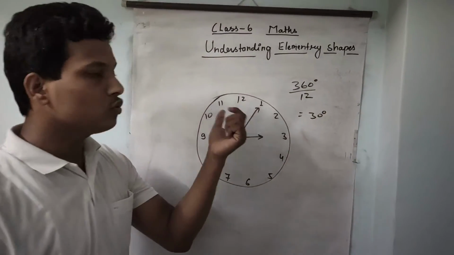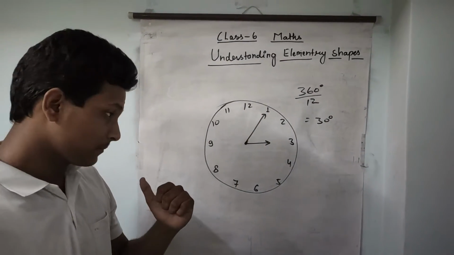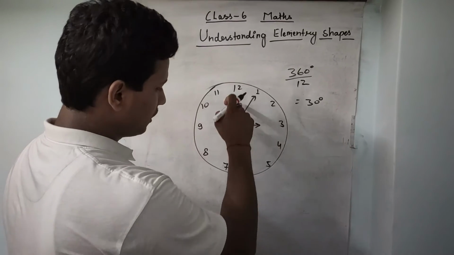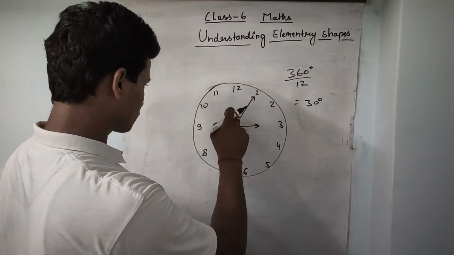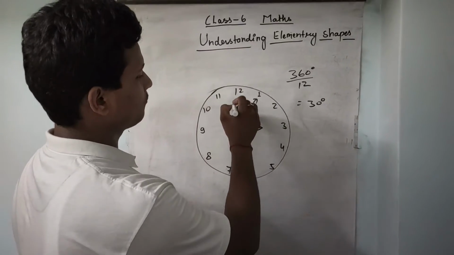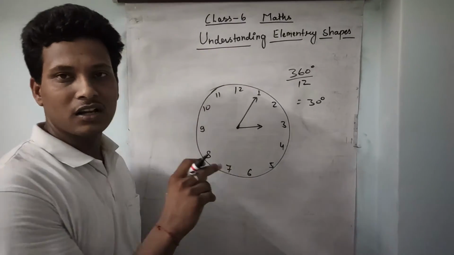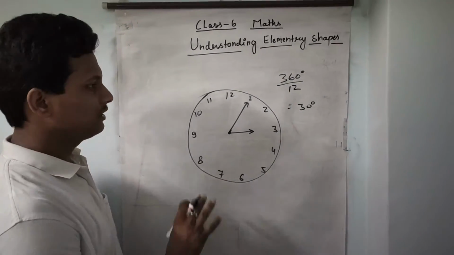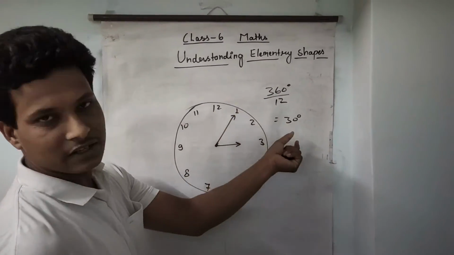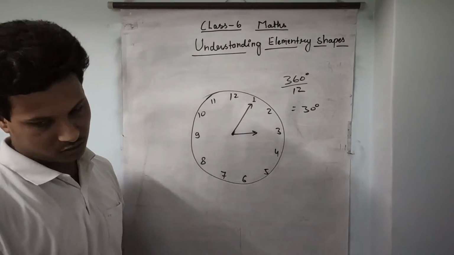So between one hour, meaning 12 to 1, there is a 30 degree difference. So 30, 30, 30. From 12 to 3 it is 90, 12 to 6 it is 180, 12 to 9 it is 270, and 12 to 12, when both needles are on the 12, it is 360 degrees or 0 degrees. These are the clock angles. Each hour mark has a 30 degree angle between the two needles of the clock.